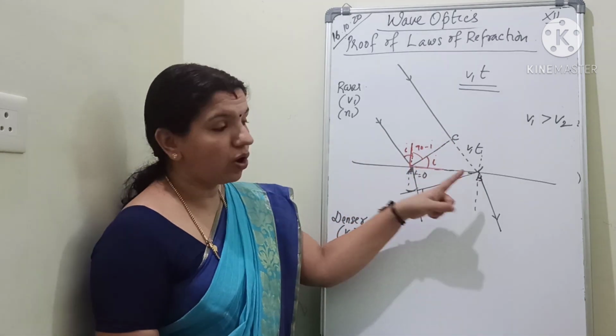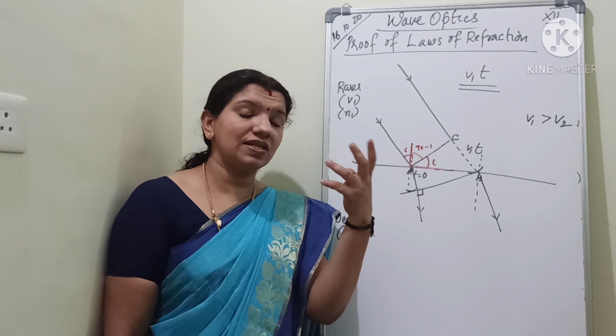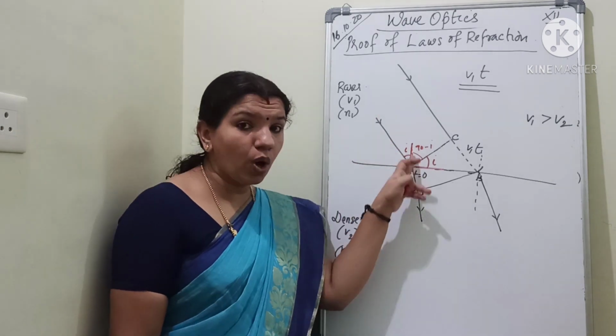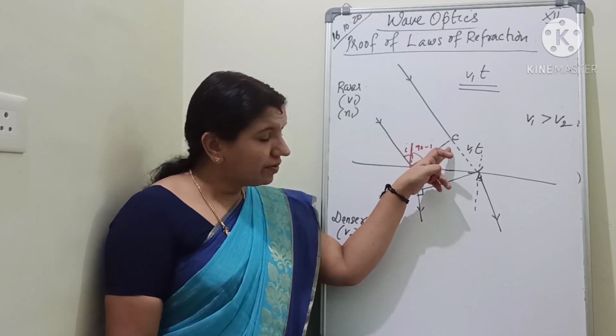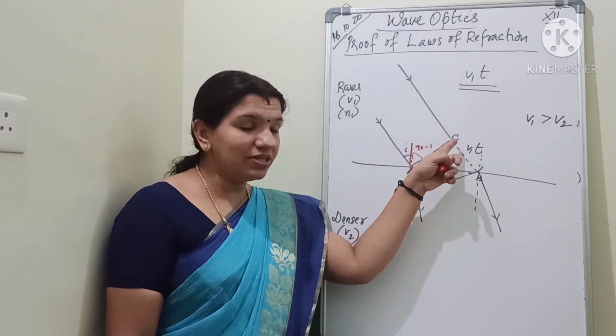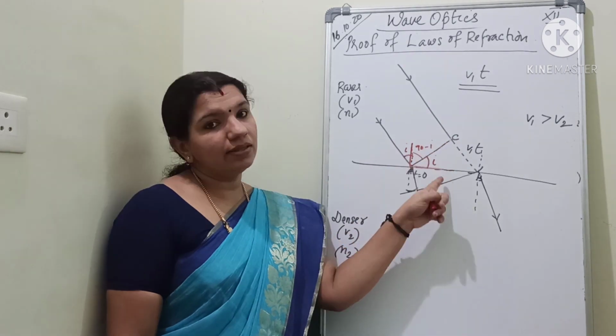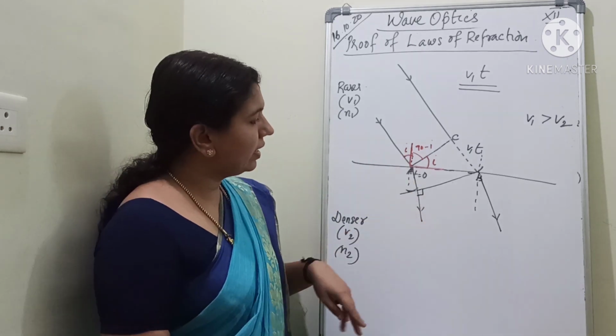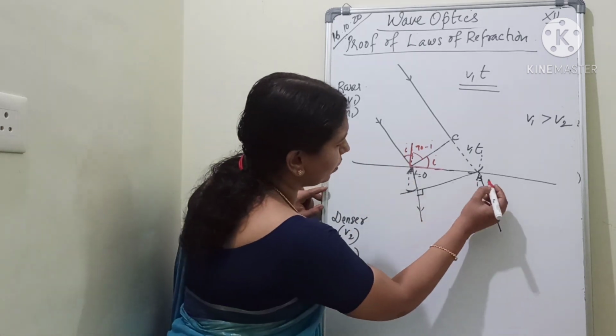So I got the first angle, that is the angle of incidence, which is the angle between the incident wavefront and the surface. Also, with respect to the ray, the angle of incidence is the angle made by the incident ray with the normal. Here, with respect to the wavefront, the angle between the wavefront and the surface is also i.